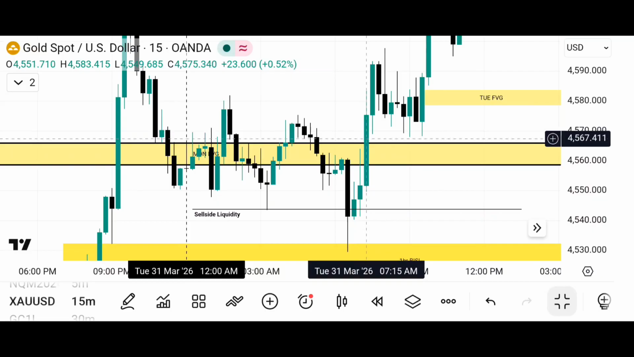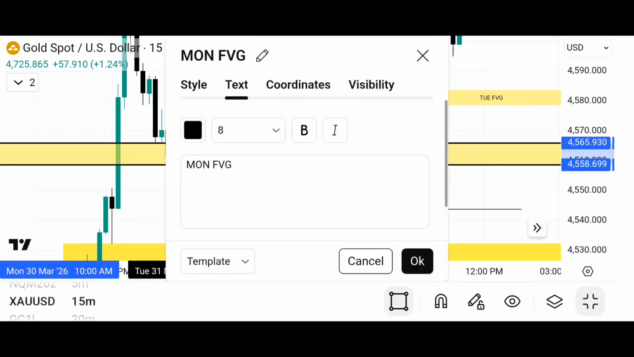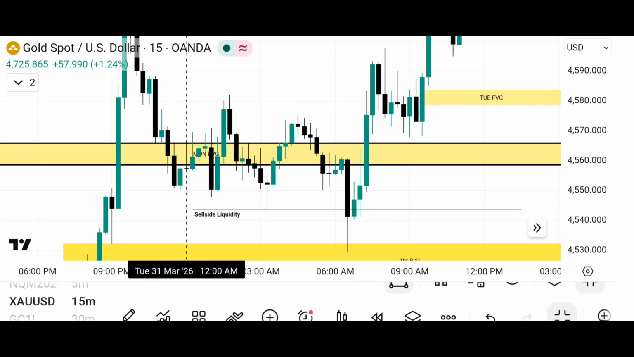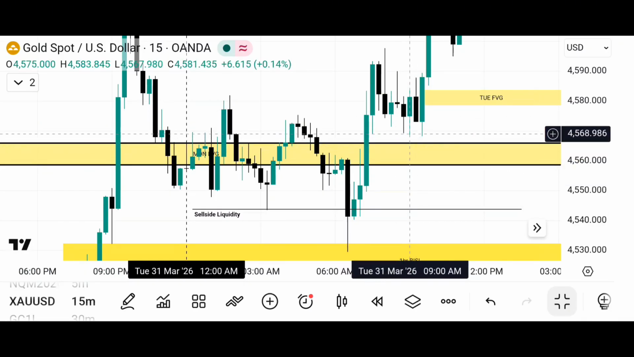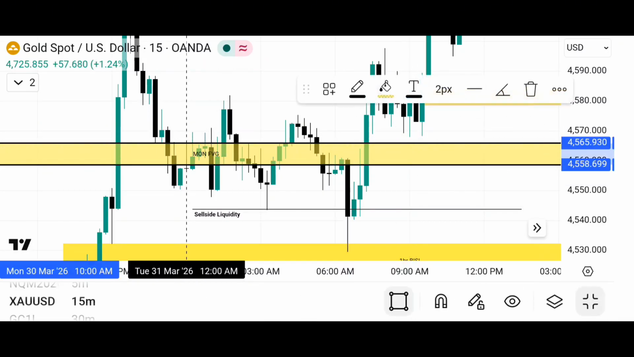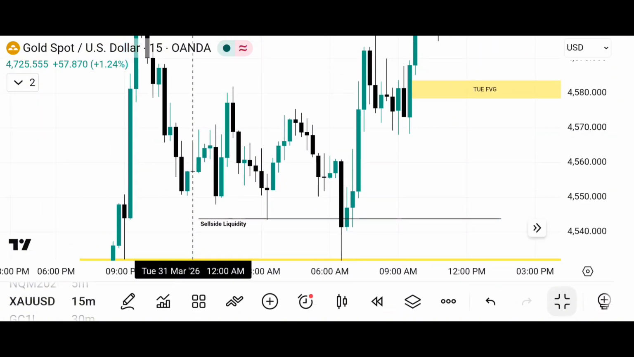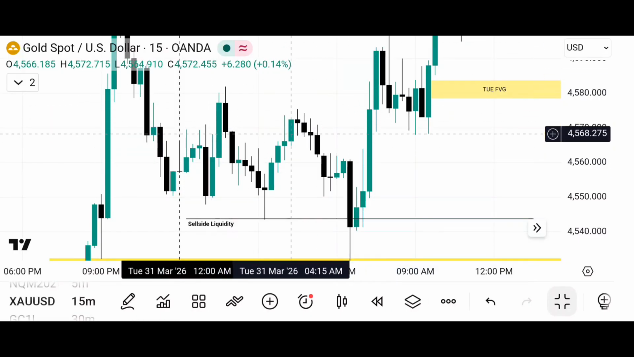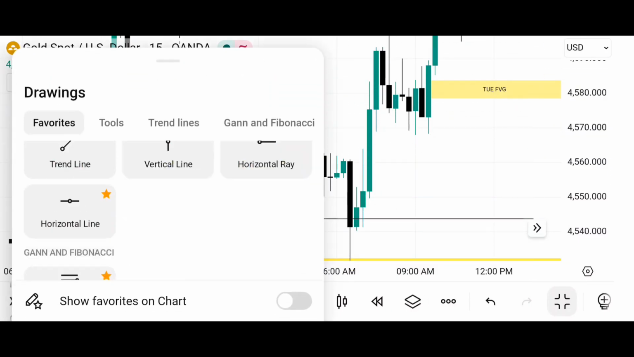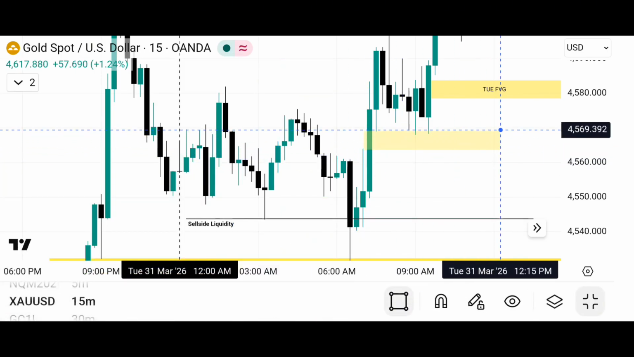And you can see, let me take this off. This is Monday's first presented fair value gap actually, but we can see price didn't actually make use of it for this particular trade, so I'm taking it off. So you see the fair value gap right here after this break of structure. So we can spot a fair value gap on the 15-minute time frame.